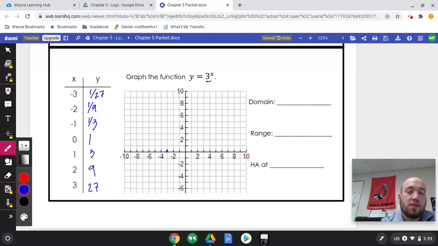So once again, it looks very similar at first, except now it's going to be steeper. It's going to increase quicker. That makes sense because right here we have a bigger number, so it will exponentially increase at a higher rate.